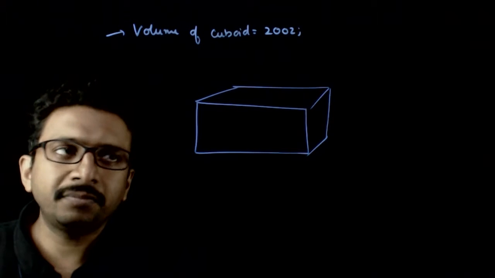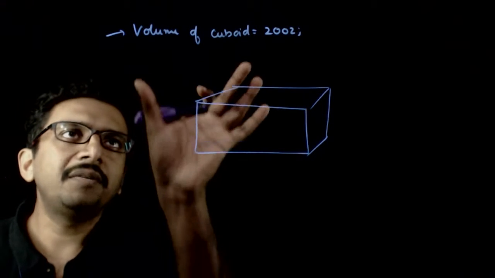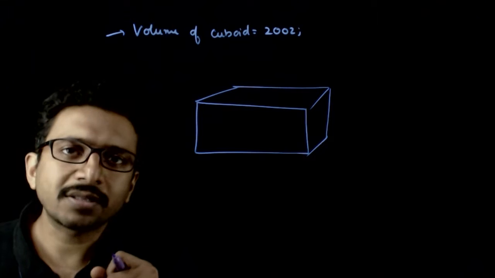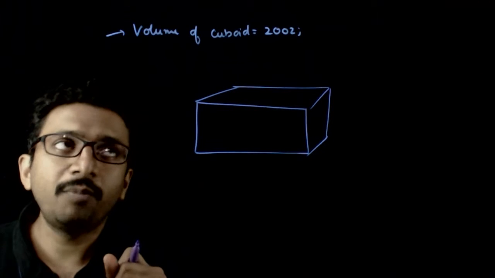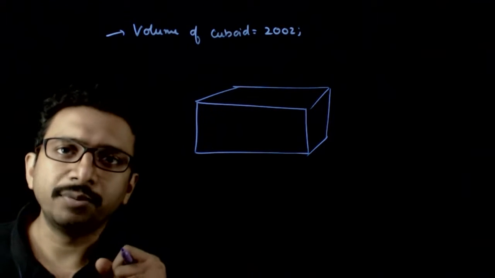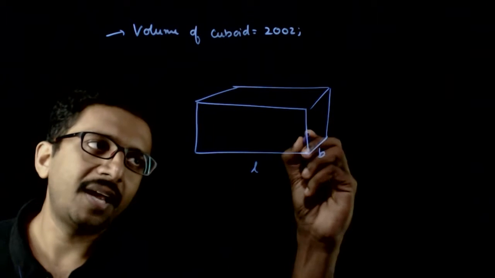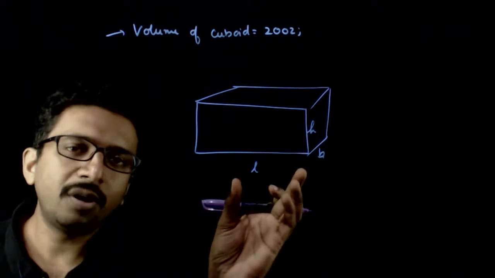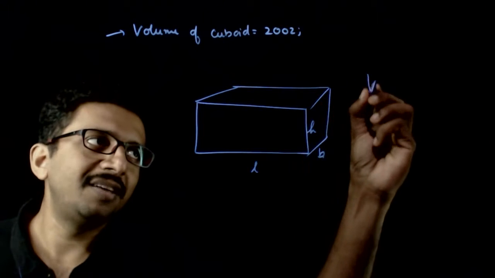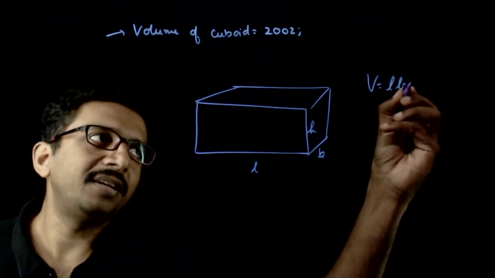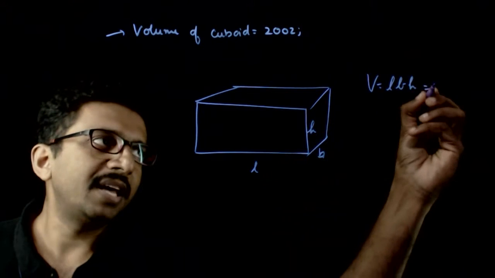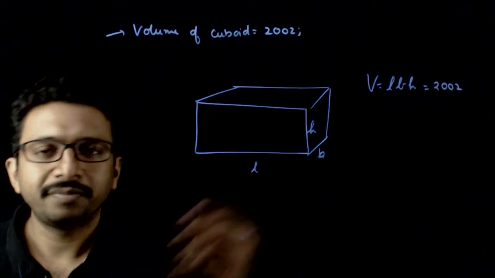So welcome students. In this question, you're given a cuboidal box and the volume of the cuboidal box is 2002. We know that the cuboid has a length, breadth and a height, and the volume of this cuboidal box is given by length into breadth into height, which is given as 2002.